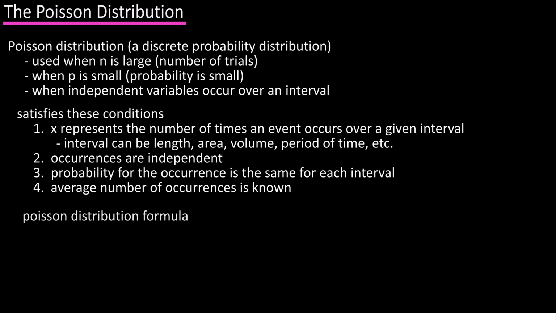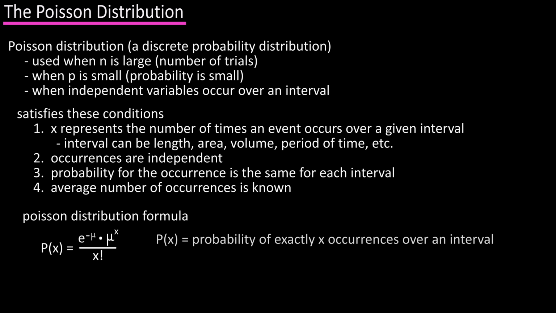The formula for the Poisson distribution is probability of x equals e to the negative mu times mu to the x divided by x factorial. Okay, let's break this formula down. Probability of x means the probability of exactly x occurrences over an interval. For instance, the probability of 3 accidents over a given month at a particular intersection.